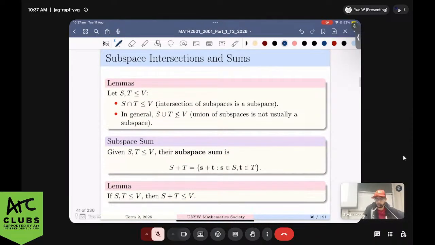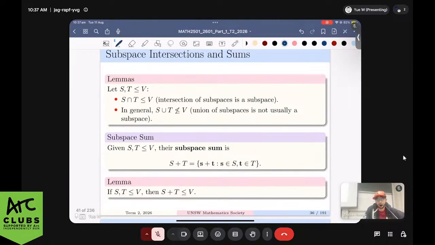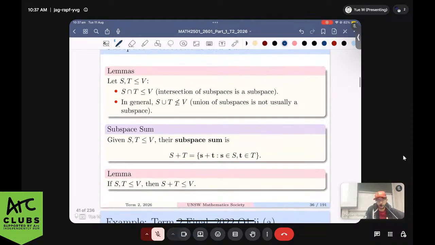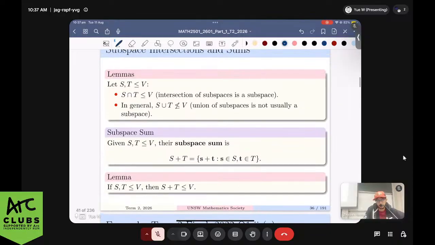Okay, so subspace intersections and sums. There's some notion of adding two subspaces. What does that really mean? Well, if S and T are subspaces, I know the notation is a bit weird. You usually use T for a linear map, but here we're using it as a subspace, so just keep that in mind. The subspace sum is the set of all possible sums s plus t, where s is in S and t is in T. And this also is actually a subspace of V.